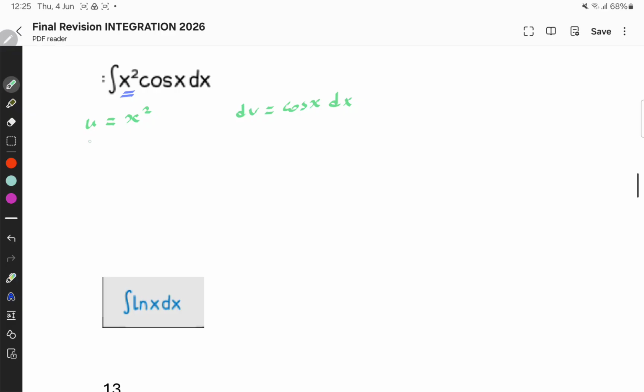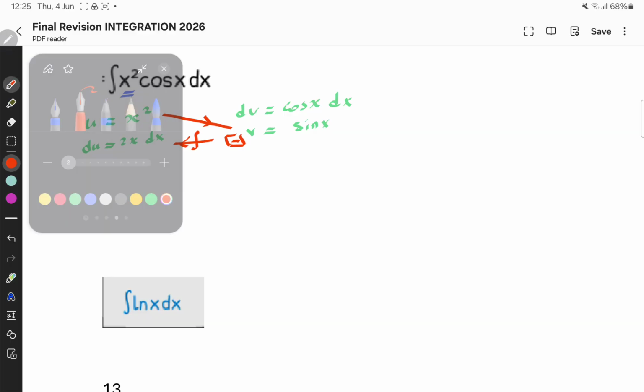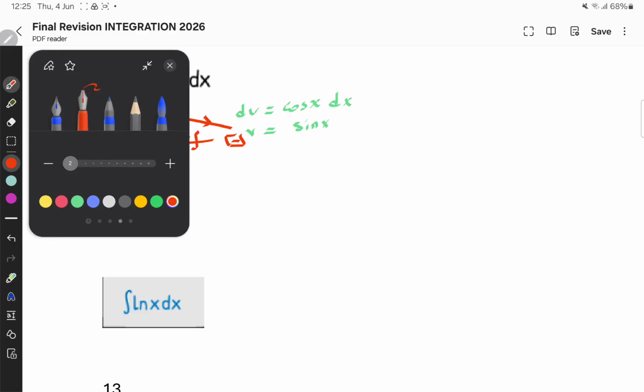Implicit differentiation, derivative of u, it will be du. Differentiation of x squared, it will be 2x dx. I will integrate dv, it will be v equal integral of cosine, it will be sine x. Now follow the rule, u times v minus, don't forget that, integral of v du. So we will simplify that.